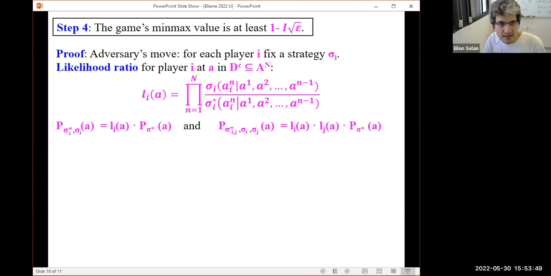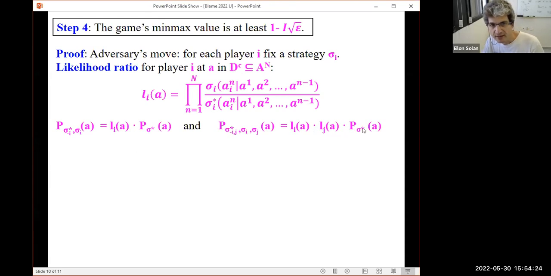So for any sequence A, if we take the likelihood ratio, now what is the probability of A under sigma star? This is simply the product of all the numerators, over all I. So if we take this product, the product for player I cancels out, and we are left with the product for all players without player I in the numerator, times the numerator here, and therefore we get this probability.